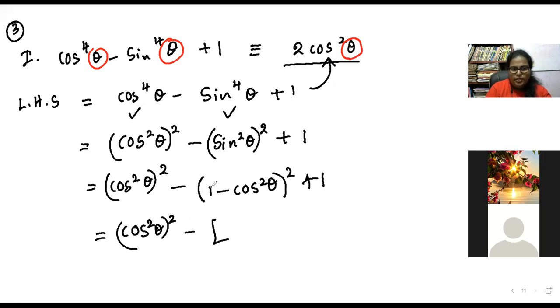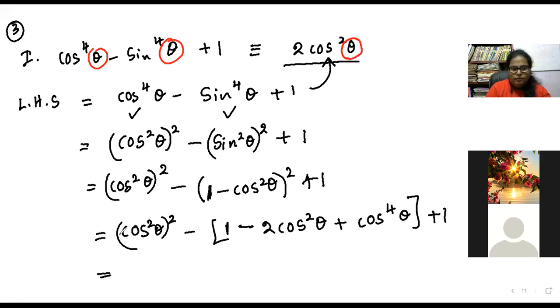Here first you have to take 1, because it is the square term of the first term, minus twice the multiplication of these two terms. So it is 2 cos square theta plus the square of this last term, it is cos 4 theta plus 1.